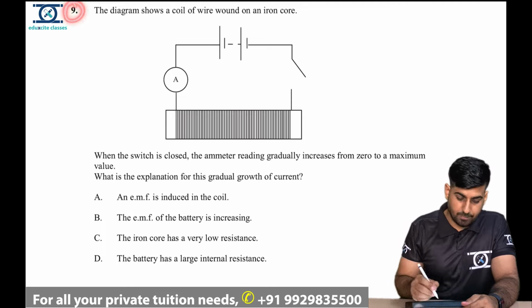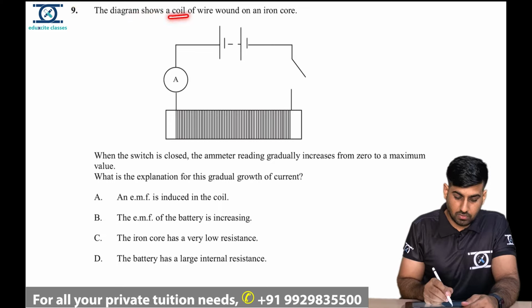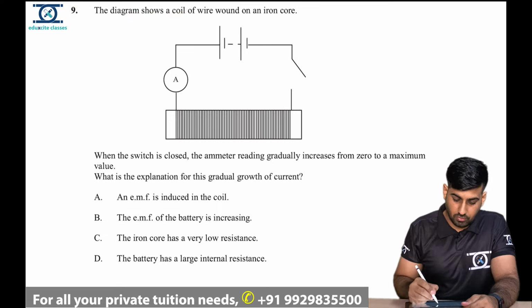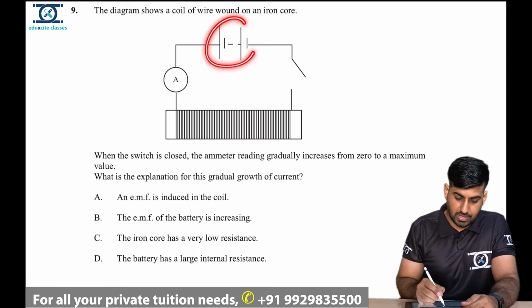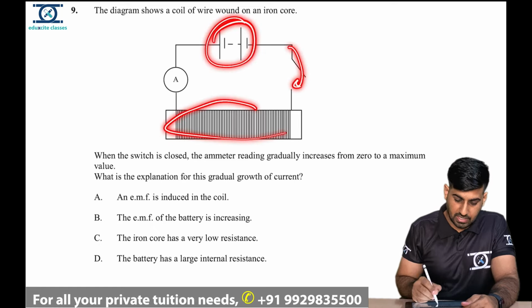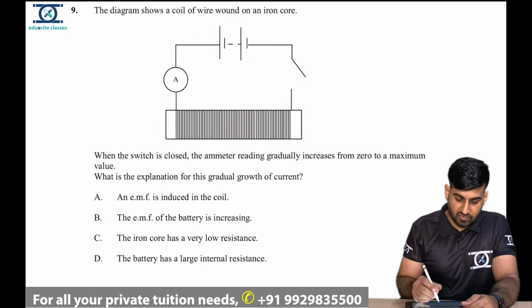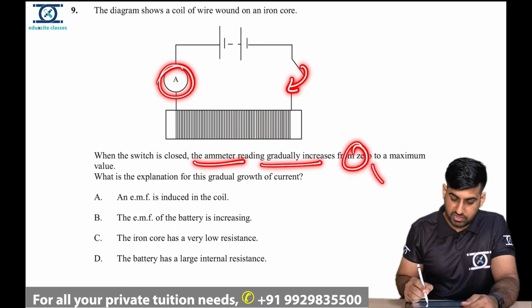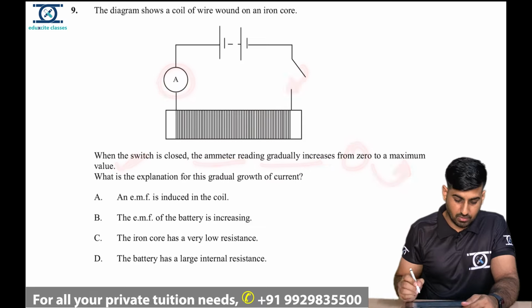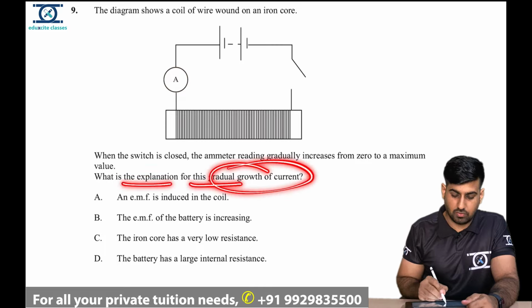Okay, question number 9. The diagram shows a coil of wire wound over an iron core. This is a battery and this is connected. This is an iron core and the wire is wound over the iron core. When the switch is closed, the ammeter reading gradually increases from 0 to a maximum value. Okay, this value increases gradually. Explanation for the gradual growth of current.